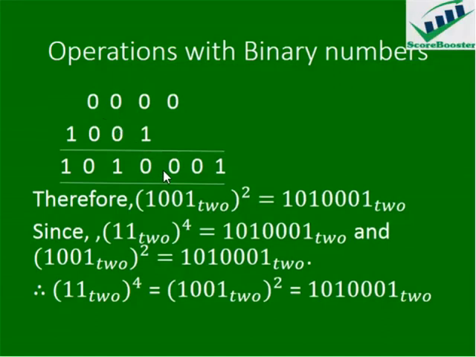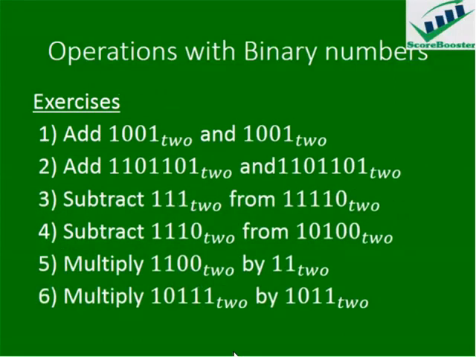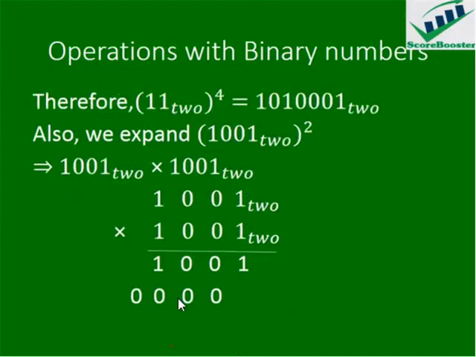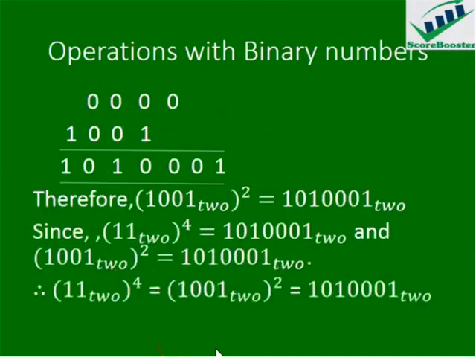So use the last one to multiply. 1 multiplied by 1, 1. 1 multiplied by 1, 0. 1 multiplied by 1, 1. 1 multiplied by 0, 0. 1 multiplied by 0, 0. And 1 multiplied by 1, 1. So you have the four rows together. And if you add them together using the addition of binary numbers, you get this. Therefore, this base 2 raised to power 2 will also give this.